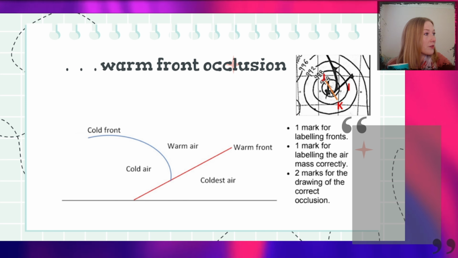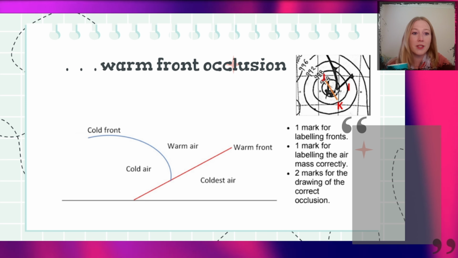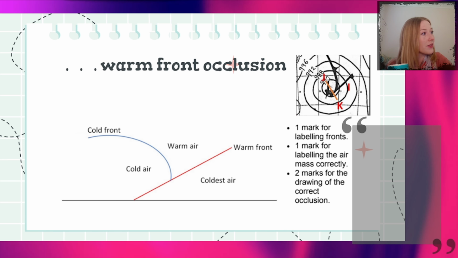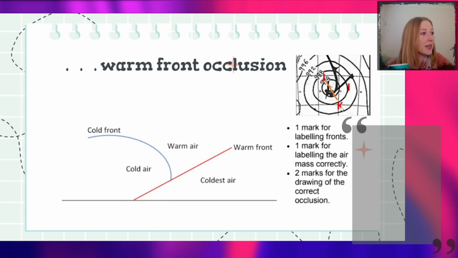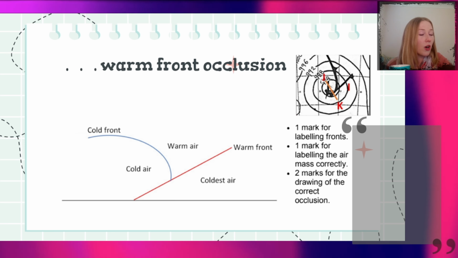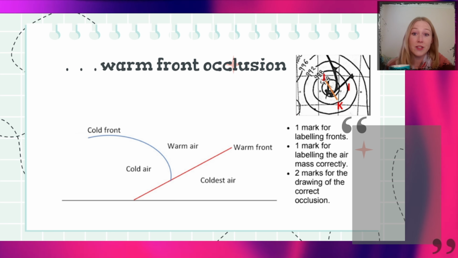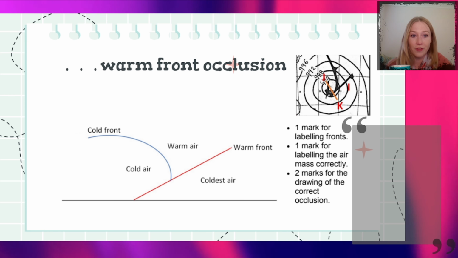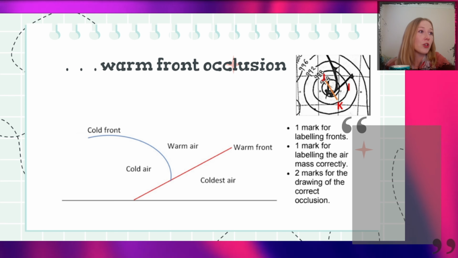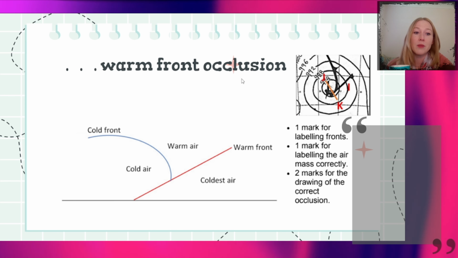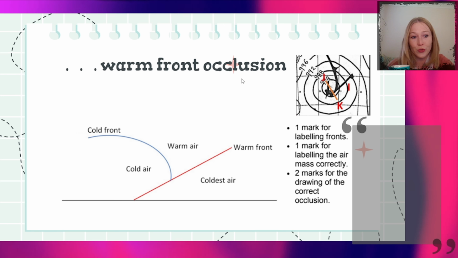Like over here, we have this occlusion that's happening on the synoptic weather map. They've again drawn the line going through it there from J to K, and they asked to draw a cross section, and in this case they actually identified it as a warm front occlusion. There is a difference between a warm and a cold front occlusion. So far, the warm front occlusion seems to be the most frequently asked occlusion.